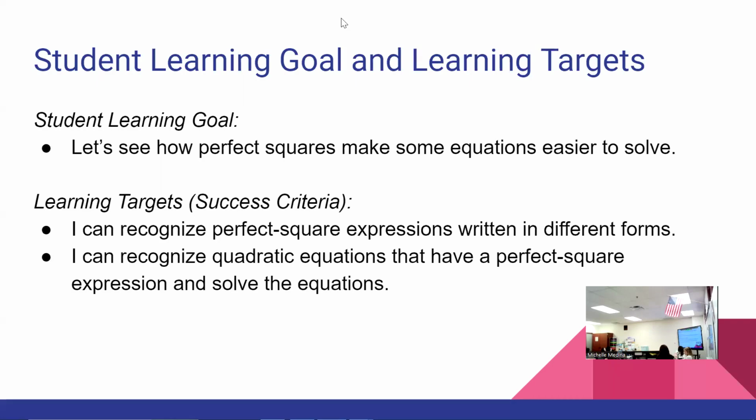Today's lesson was about perfect squares. So what does it mean for something to be a perfect square? It can be a number or an expression that can be multiplied by itself. I'm sure you're familiar with perfect squares as numbers. Most math teachers will make you memorize the first 12 perfect squares.